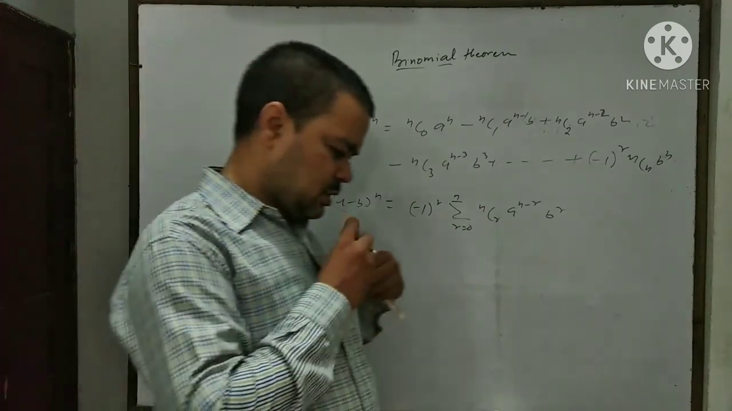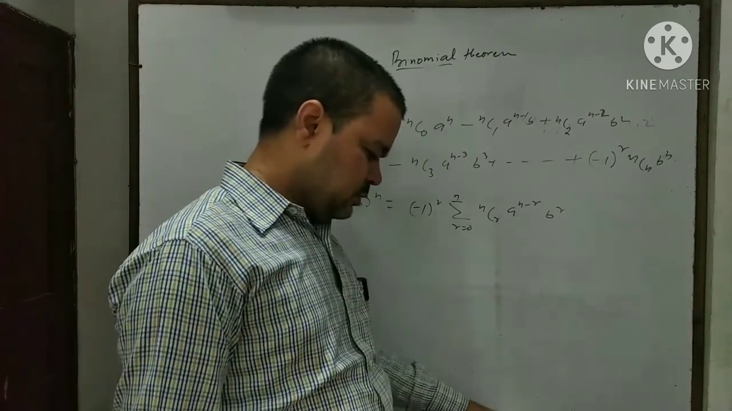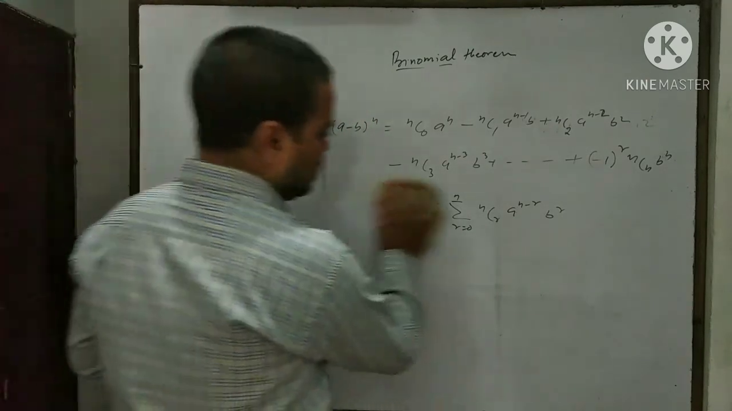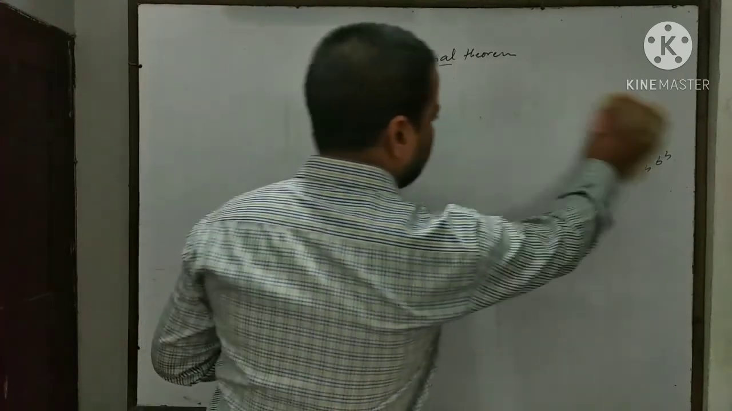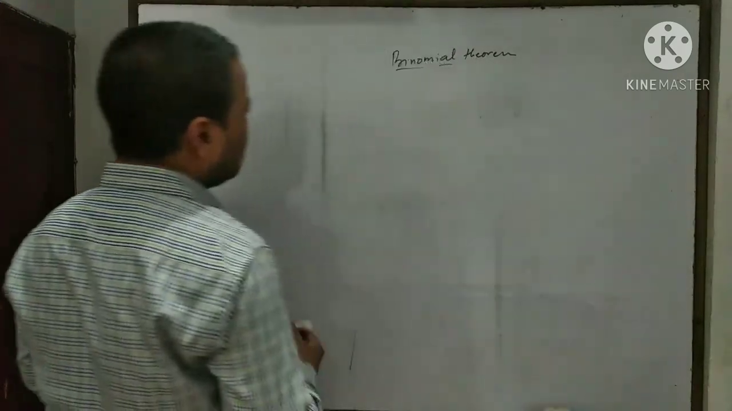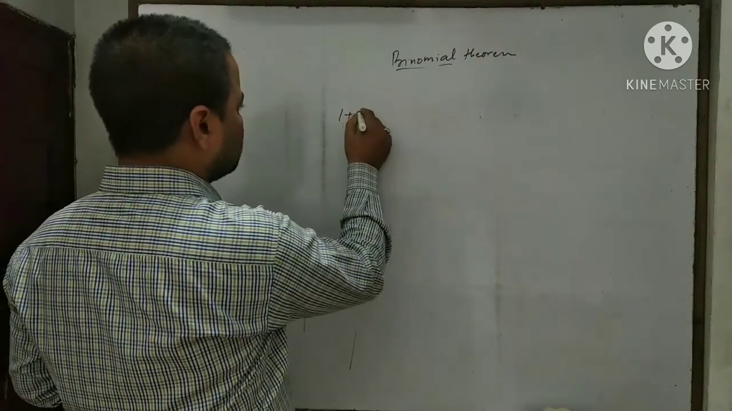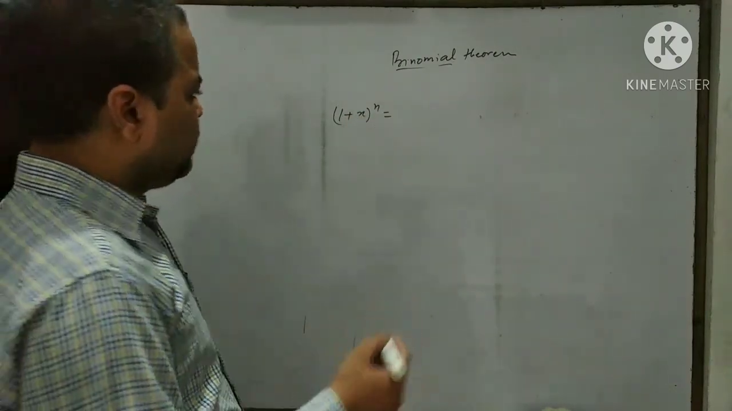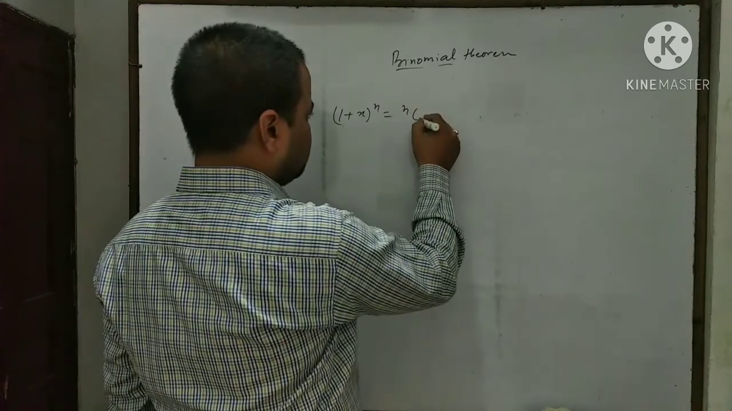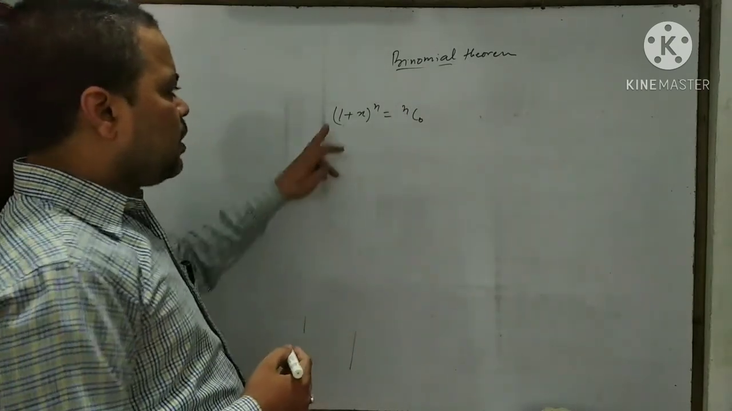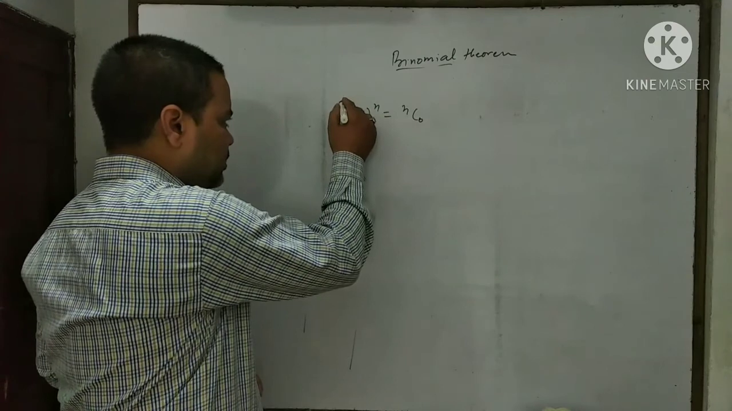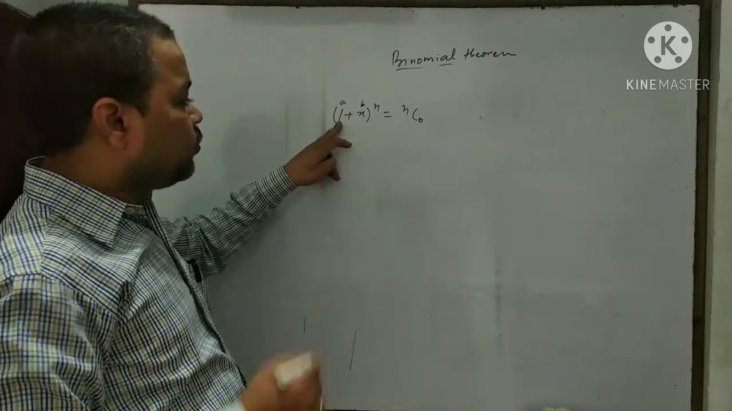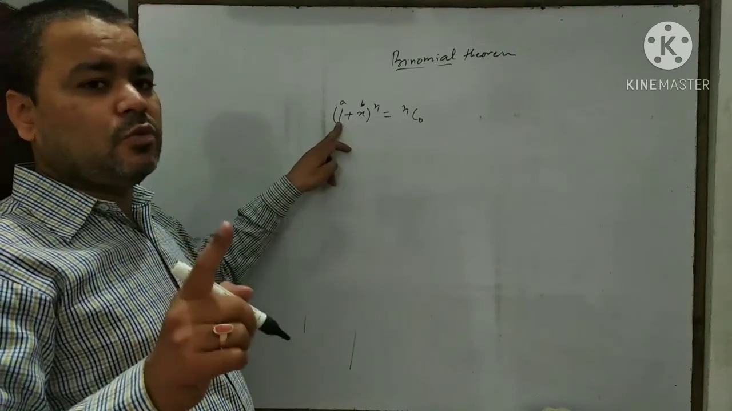Now some more special cases we will discuss. That is, if we have 1 plus x raised to the power n, then what happens? Then again we write nC0, just like a and b, then a raised to the power n. So when we write 1 raised to the power n, its value will be 1 only.